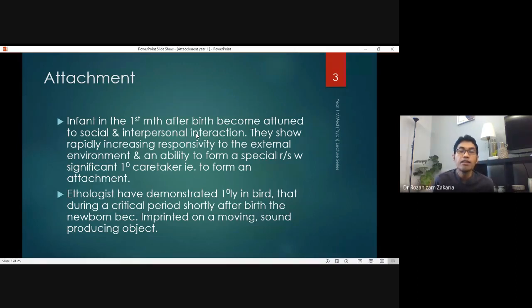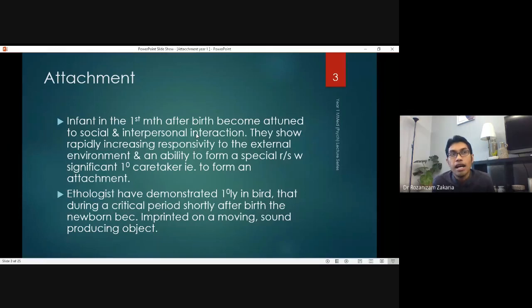So basically, ethologists started to develop this theory that it's that component which causes attachment to occur. It's not so much about your blood lineage or your genetic component, but about what happened during the critical period.